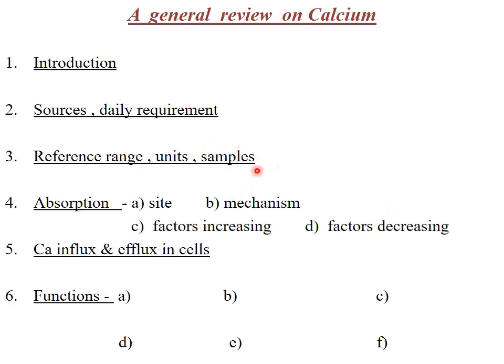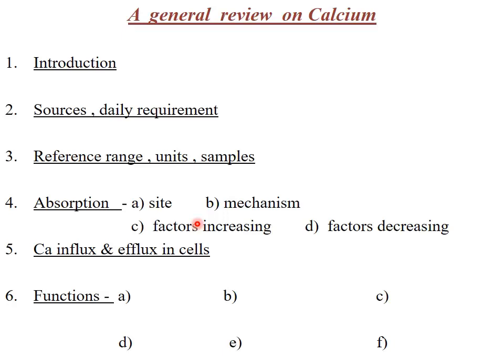Absorption. First, what is the site of absorption of calcium? It is the first and second part of the duodenum. And how does it occur? The mechanism is that it is absorbed against a concentration gradient, which means requiring energy. Along with that, it also requires a carrier protein that is helped by calcium dependent ATPase.